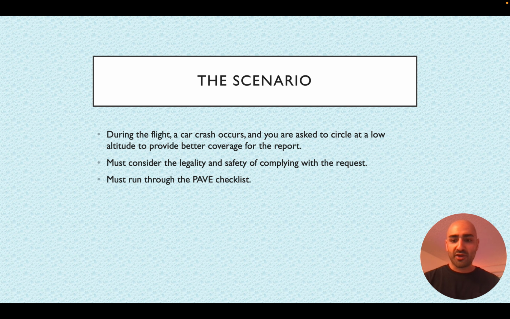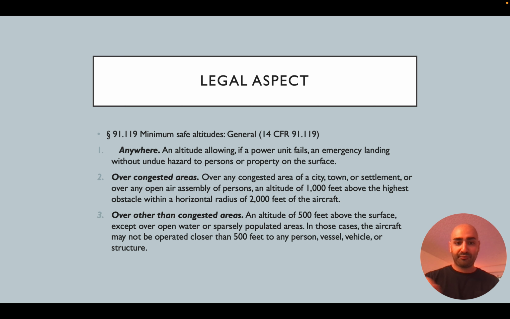In this scenario, we are finishing up our normal routine flight and we're on the way back home. We get a call from ATC asking us to check out a scene of an accident that's happened nearby to the airport. So here we have a few minutes to decide if we want to do this or not. We have to consider the legal aspects and also safety. And for this, we'll be running through the PAVE checklist. We'll talk about this more.